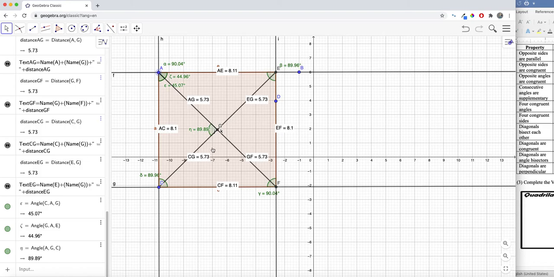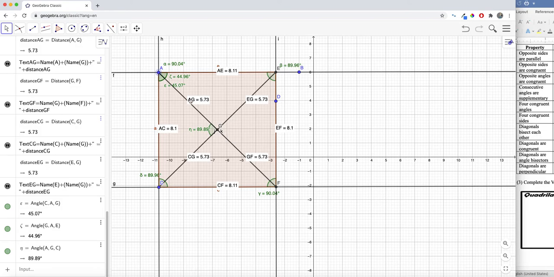So we can see what's going on. Okay, so opposite sides are parallel. Yeah, that's true. Opposite sides are congruent. Yeah, that's true. It's a square. They're all four congruent. Opposite angles are congruent. Yes, they're all 90. Consecutive angles are supplementary. Yes, 90 plus 90 is going to give us 180. Four congruent angles. Yes, they're all 90. Four congruent sides. Yes, they're all 8.1 roughly.